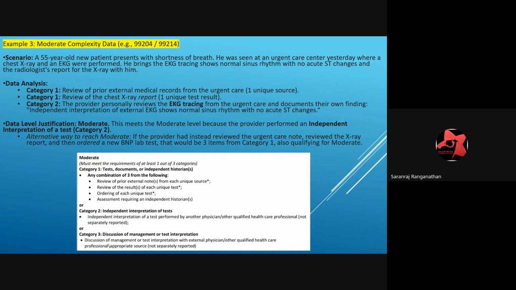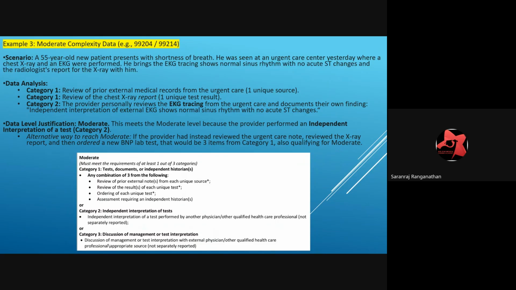What is people's understanding? They think, okay, two categories are meeting. Here the interesting point is the second category is merged in the first category of the moderate level, so I should go with the moderate level. Okay, that is a unique one which we will be seeing in this moderate level table in the data. And category 2, independent interpretation of the test.